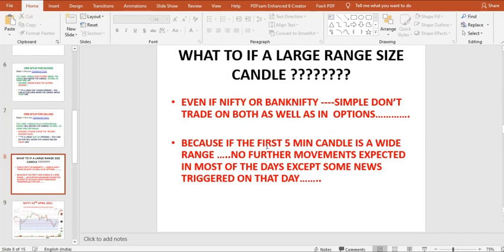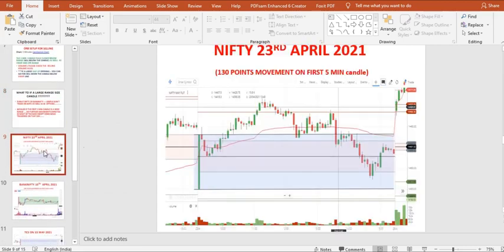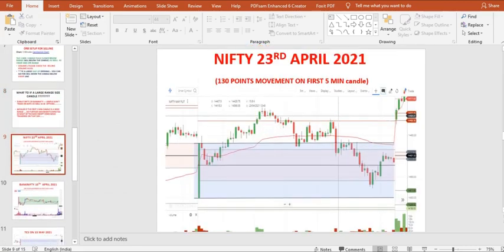What to do if there is a large range size candle, even in Nifty or Bank Nifty? If the first 5-minute candle is a large volume candle, meaning a large size candle, we don't do anything in the stocks. Okay, so I will show some examples.